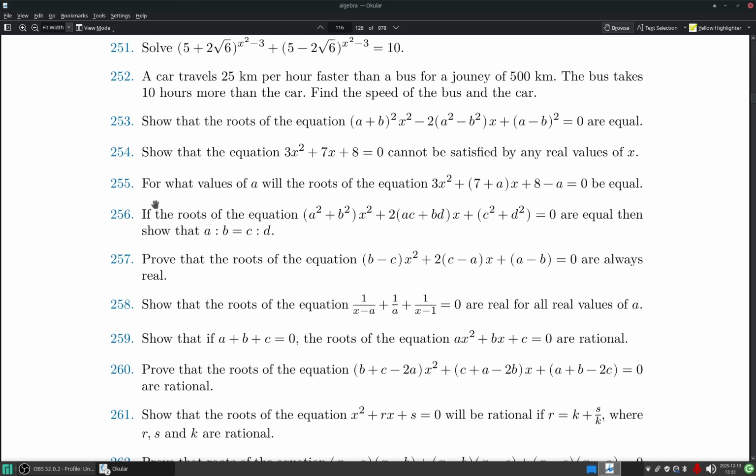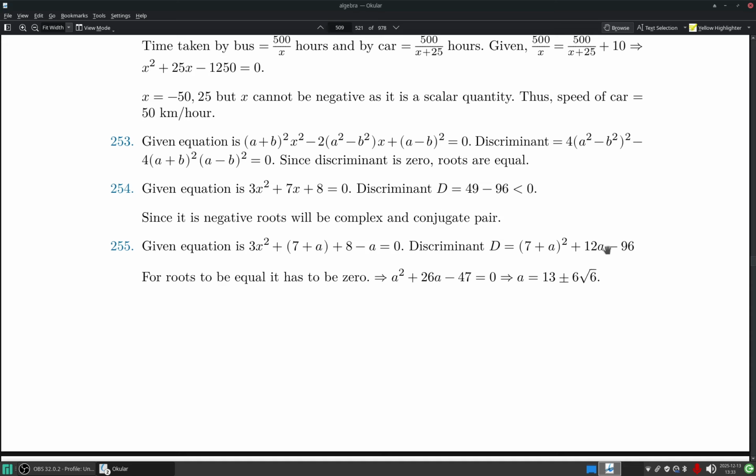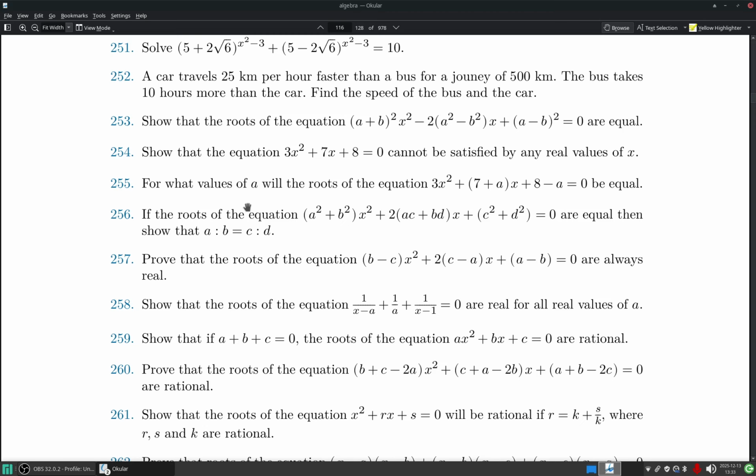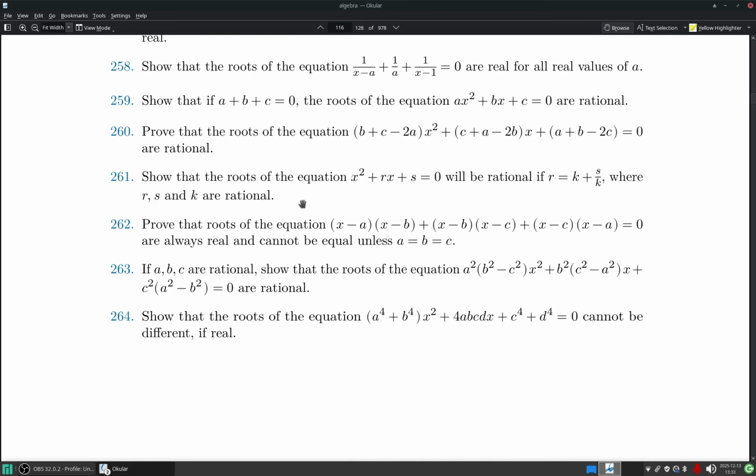First we will deal with question 255. Question 255 stated: for what values of a will the roots of the equation 3x square plus (7 plus a)x plus 8 minus a equal to 0 be equal? The calculation was that this 96 was missing, and therefore this will become minus 47a, and the answer remains the same. So with that out, let's move on to question 261 onwards.